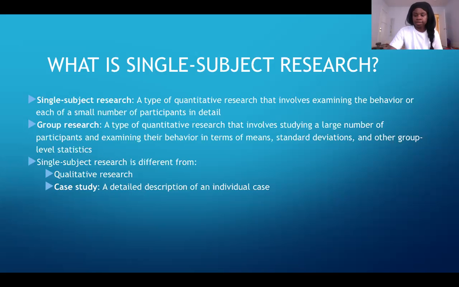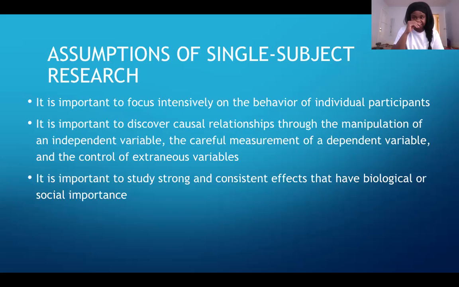Now, some of the assumptions of single subject research, okay, and they're listed out in the textbook. The first assumption is that it's important to focus intensively on the behavior of individual participants. It's important to discover causal relationships through the manipulation of an independent variable, the careful measurement of a dependent variable, and the control of extraneous variables. It's important to study strong and consistent effects that have biological or social importance. Okay.